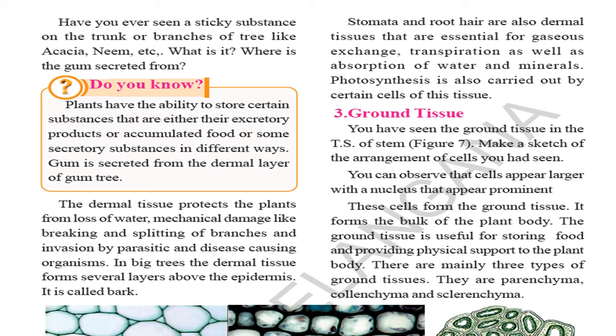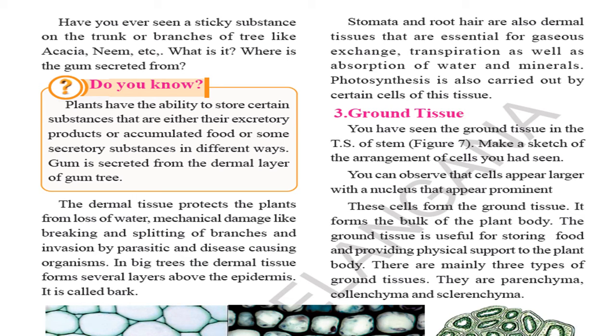What about ground tissues? The third one. We have already seen the TS of stem in figure 7. Now make a sketch of the arrangement of cells you have seen. You can observe that cells appear larger, with the nucleus appearing prominent. These cells form the ground tissue. It forms the bulk of the plant body. Ground tissue is present in the maximum amount.